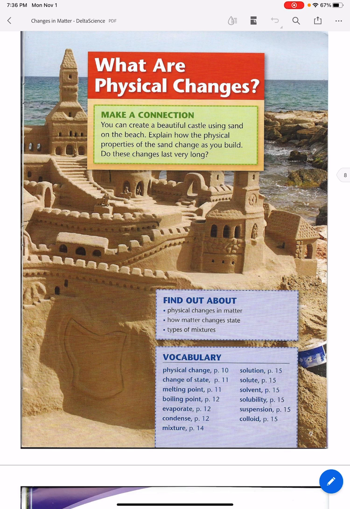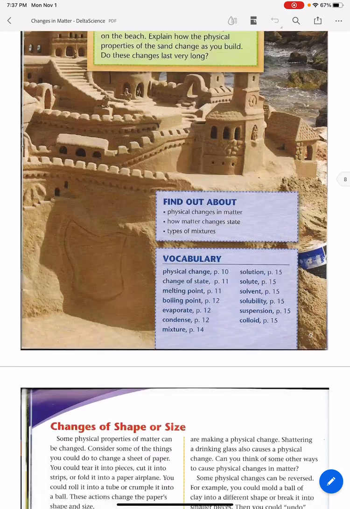Vocabulary. Physical change, page 10. Change of state, page 11. Melting point, page 11. Boiling point, page 12. Evaporate, page 12. Condense, page 12. Mixture, page 14. Solution, page 15. Solute, page 15. Solvent, page 15. Solubility, page 15. Suspension, page 15. Colloid, page 15.